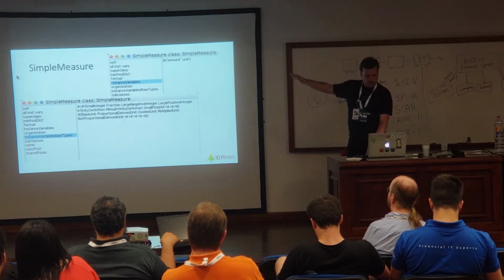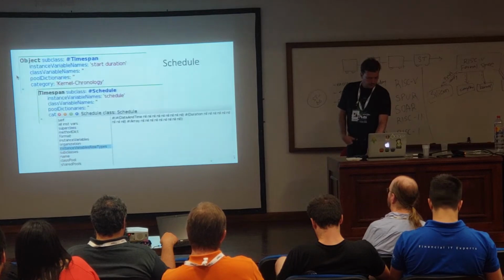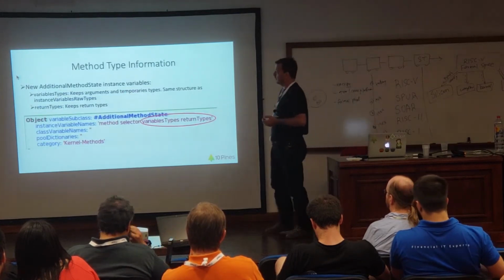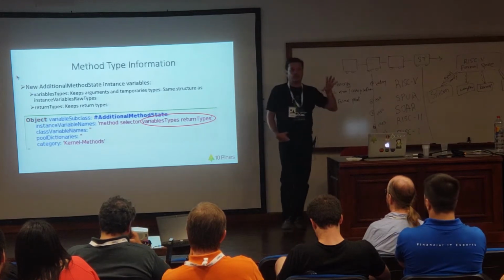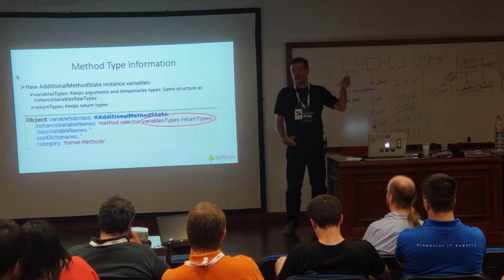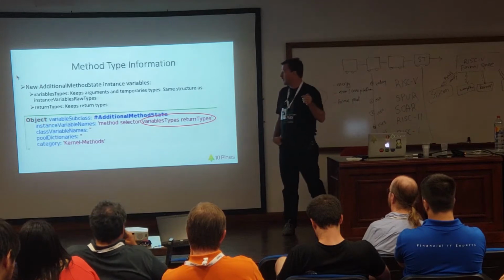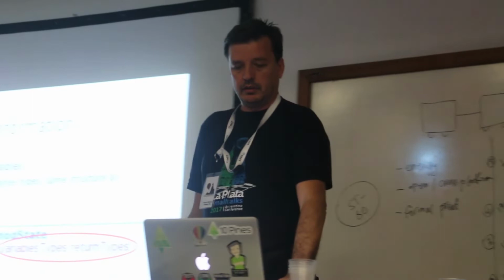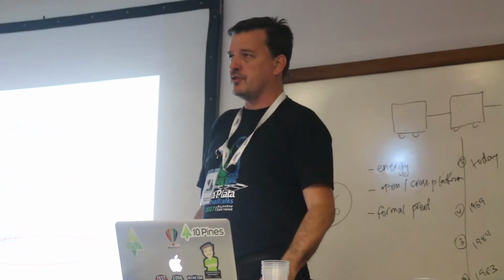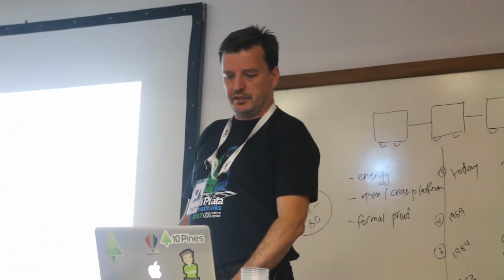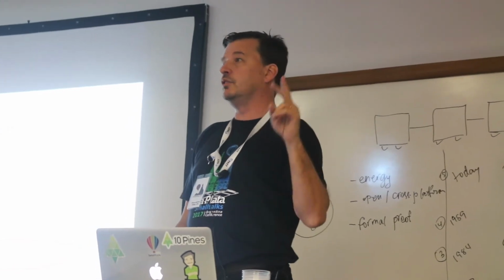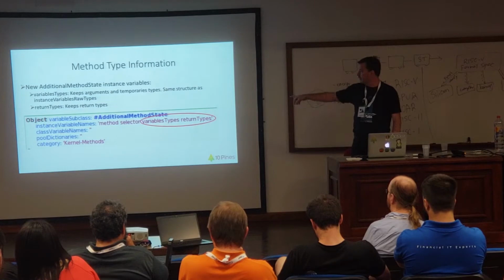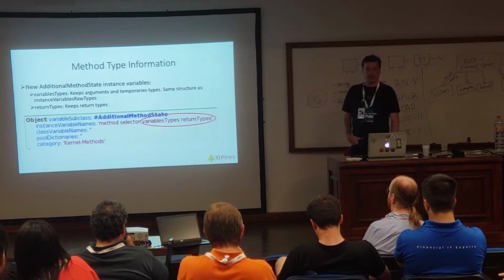Okay, so this is what I showed. What about methods? Because that's for instance variables. We have to do the same for methods, for arguments and temporaries and return types. So methods can be expanded with information with this class, additional method state. So what I did, I added these 2 instance variables to additional method state that are both variable types and return types.